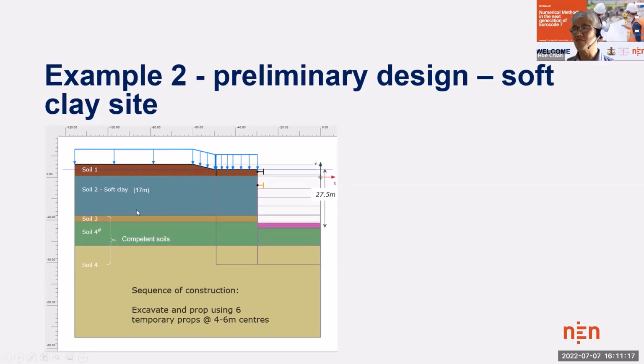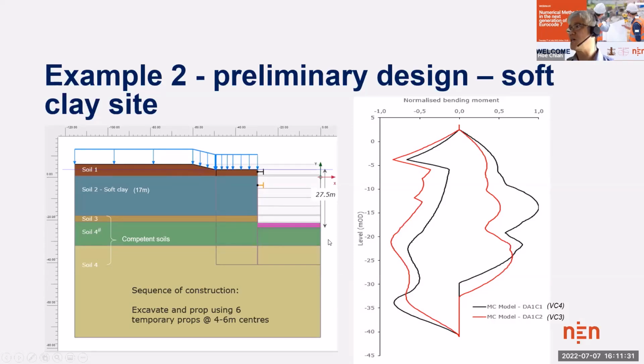It has 17 meters of soft clay, and the excavation is about 28 meters deep. Beneath the soft clay, we have a more competent soil. The design has been done using a Mohr-Coulomb model. For combination 1 or verification case 4, that is a more critical case. For combination 2 or verification 3, it's less critical. But you can see that when we undertake the verification using verification case 4, the critical part of the forces is on the positive side of the bending moment.